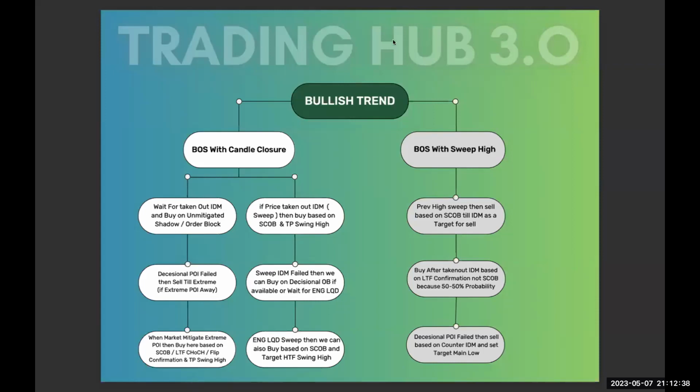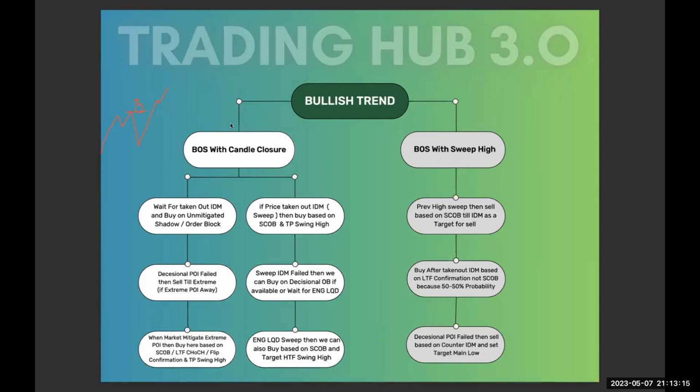This is our bullish trend, and this is a bullish trading plan diagram, showing how you can deal in different situations. First thing is when the market is bullish and everyone is looking for the buy, okay? And this is our break of structure here. So when the market breaks structure, you have to understand whether this break of structure is with a candle closure or just a sweep of the high, right?